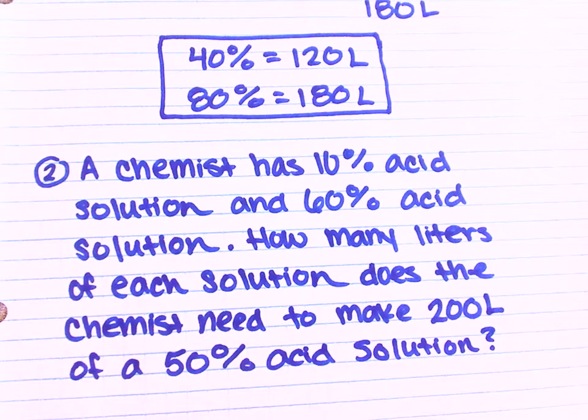So I'm going to think to myself, this chemist has a 10% acid solution. He has a 60% acid solution. He wants to combine them into 200 liters of 50% acid. So we need to define our variables first. We need to know what the 10% acid is going to represent, and we need to know what the 60% acid is going to represent.